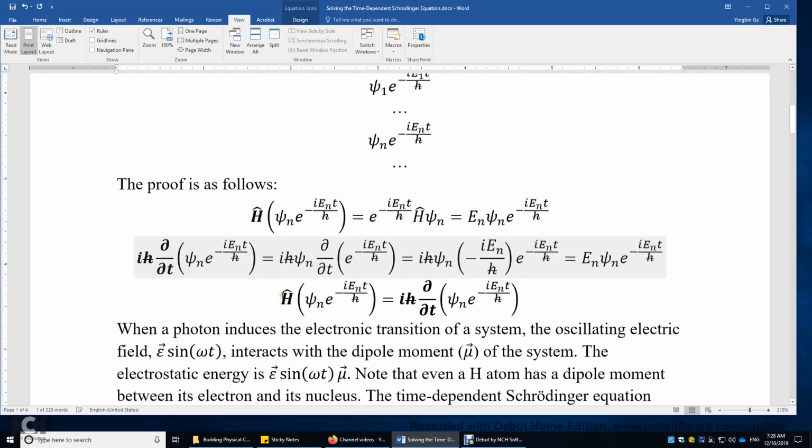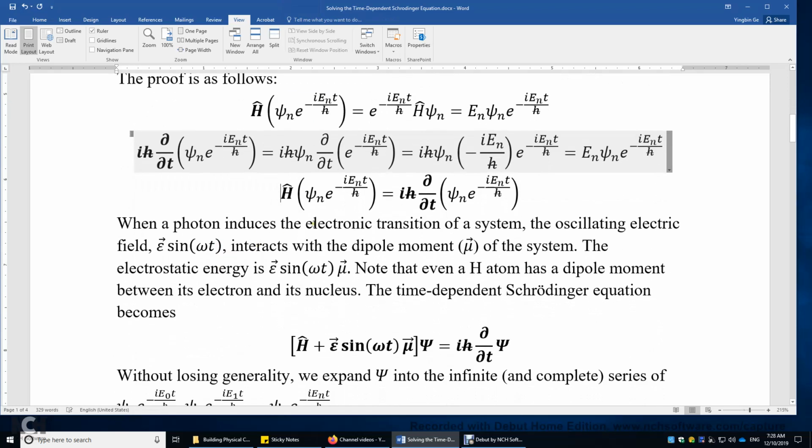But over here, pay attention, this H does not contain time. What if H contains time? When a photon induces the electronic transition of a system, the oscillating electric field of the photon, which is this epsilon with a direction times sine omega t. Epsilon is the strength of the electric field of the photon. Omega is the angular frequency of the photon.